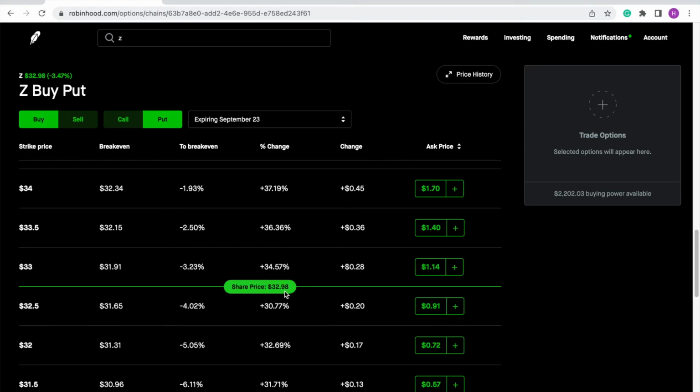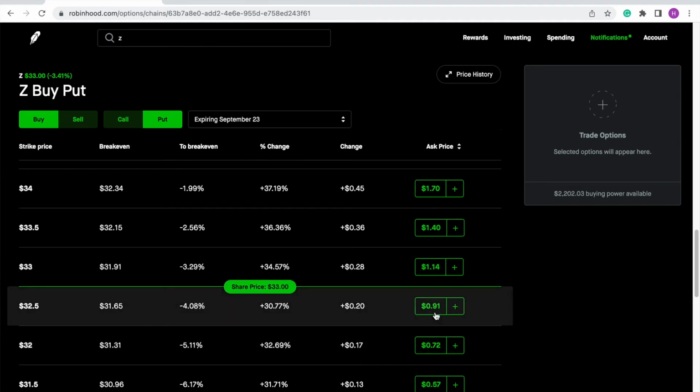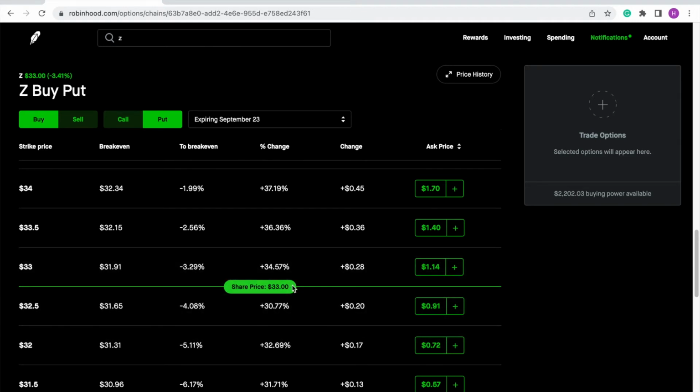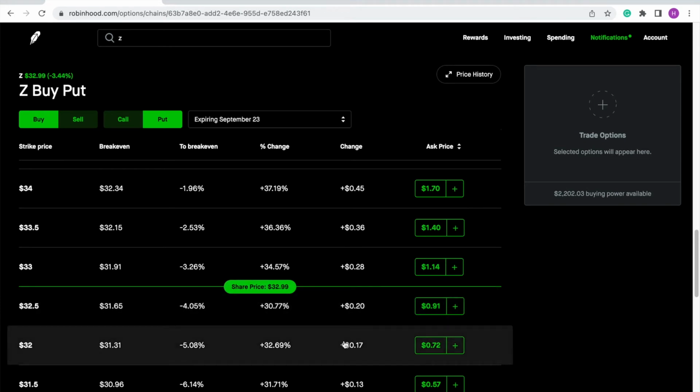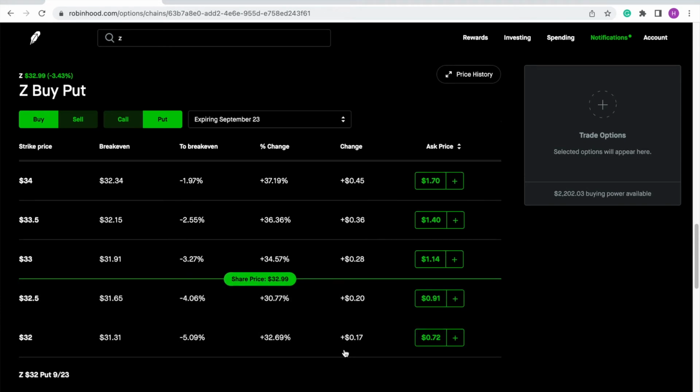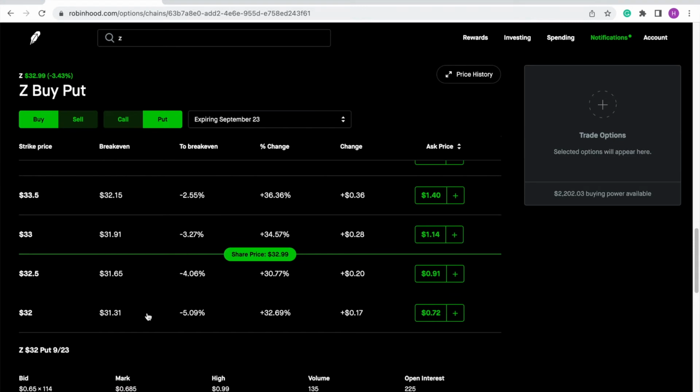So look, as we're talking, Zillow is closing down. Now it's 3:50, so I'm going to go ahead and execute this trade as the market's about to close. Zillow's hovering at around 33, so let's go ahead and buy a $32 put option, right? So real quick, 32, you see how our break even is 31.31? Because right now, it's telling us that the cost per share of buying this contract is 72 cents.